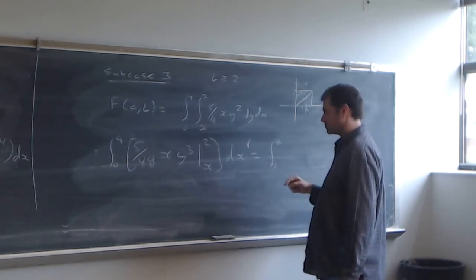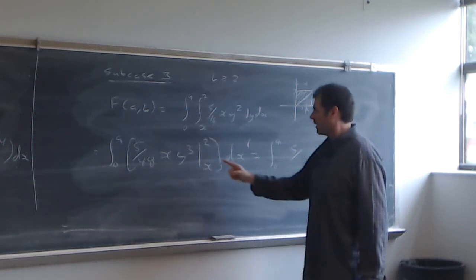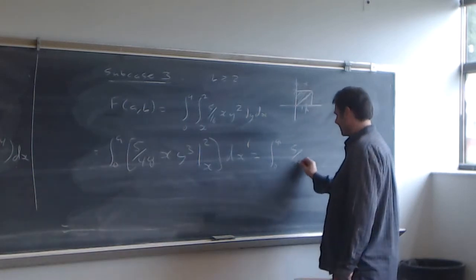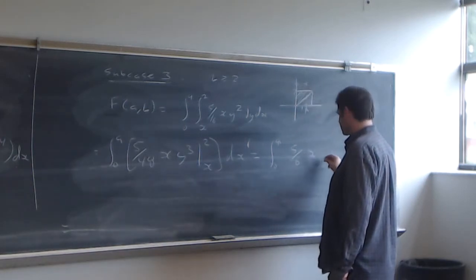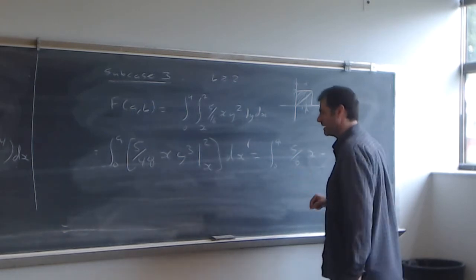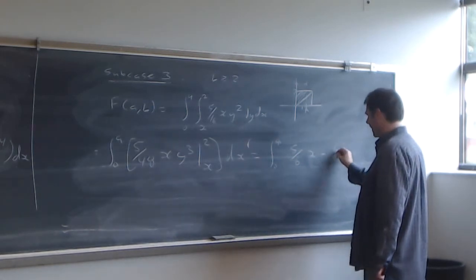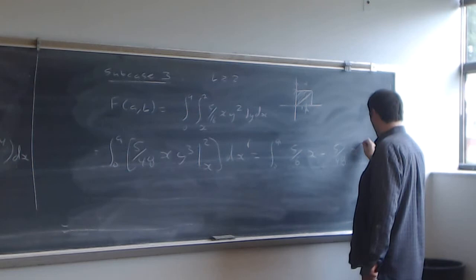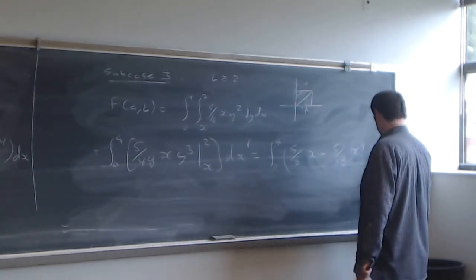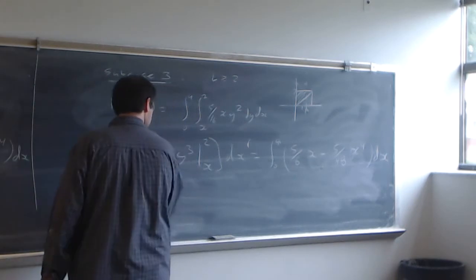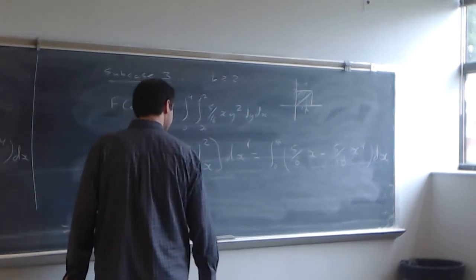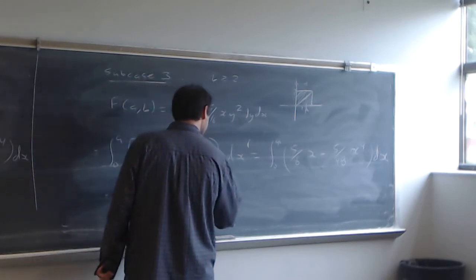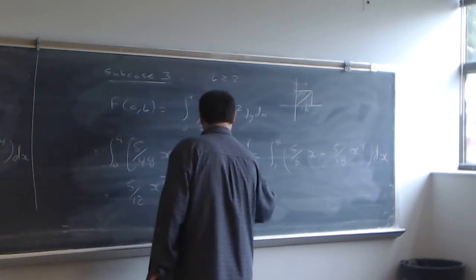This is going to be 5 over, well, when y is 2, we get 8. 8 goes into 48 6 times. So it's 5/6 x, okay, minus, when I let y be x, we're going to get 5 over 48. This is x to the 4th. And then we need to integrate with respect to x. This is equal to 5/12 x squared minus 1/48 x to the 5th, evaluated from 0 to a.